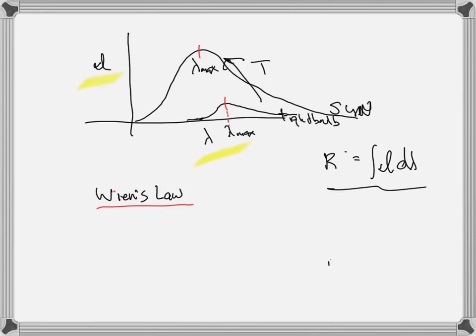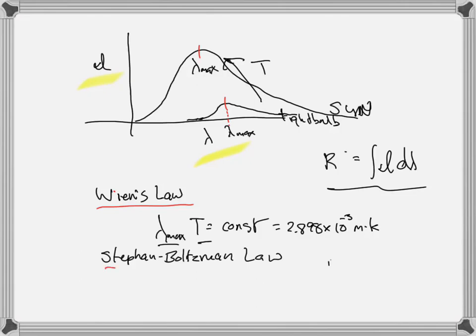And Wien's law tells us lambda max times T, the temperature of a body, is equal to a constant. And that constant is measured to be 2.898 times 10 to the minus 3 meters times kelvins, right? Because this is meters times kelvins. Empirically, there's also the Stefan-Boltzmann law, which is trying to describe the shape of the curve.